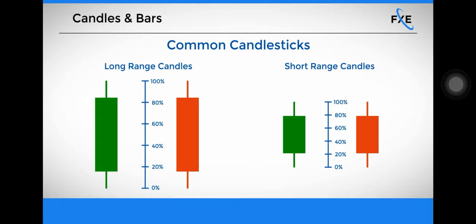A great way to take the ambiguity out of what constitutes a range candle is to apply a scale similar to what we can see on the screen. If the upper and lower shadows are less than 20% of the overall range, then you can refer to this candle as a range candle.